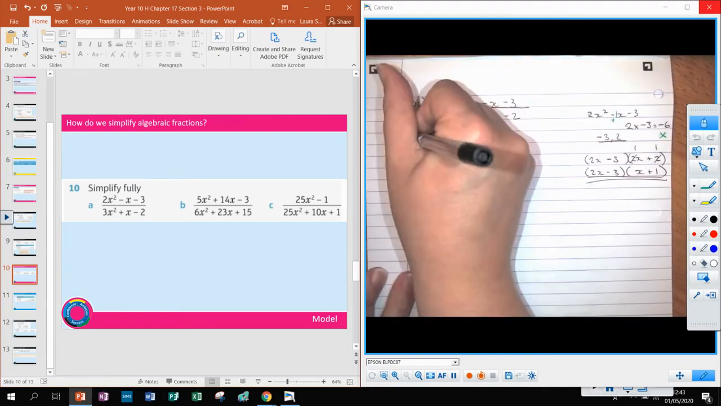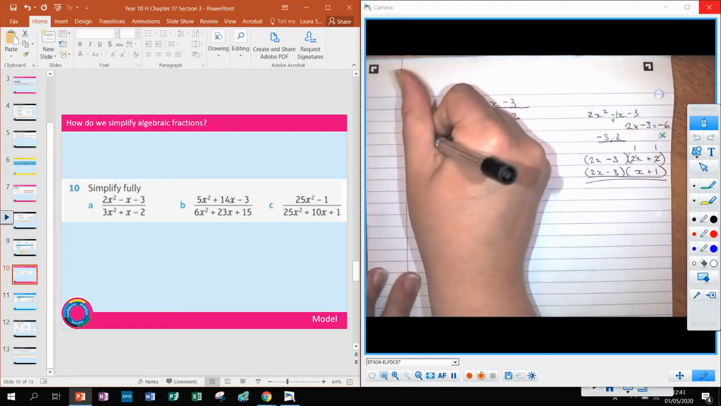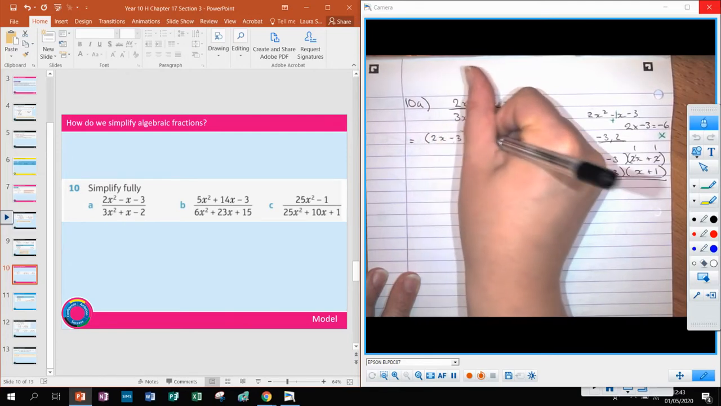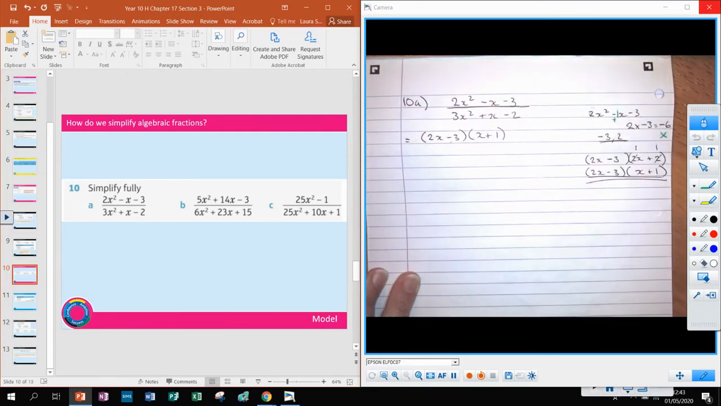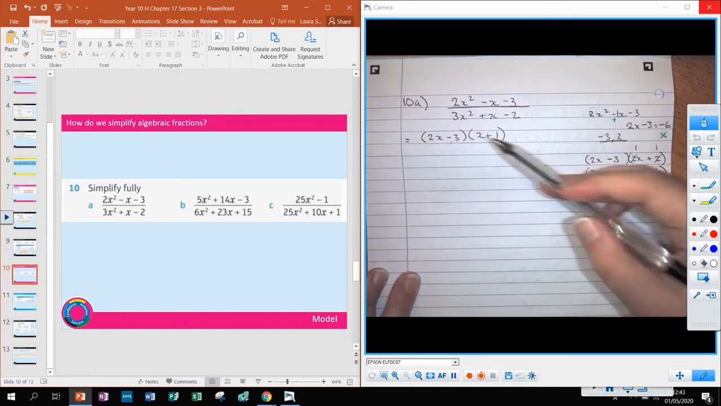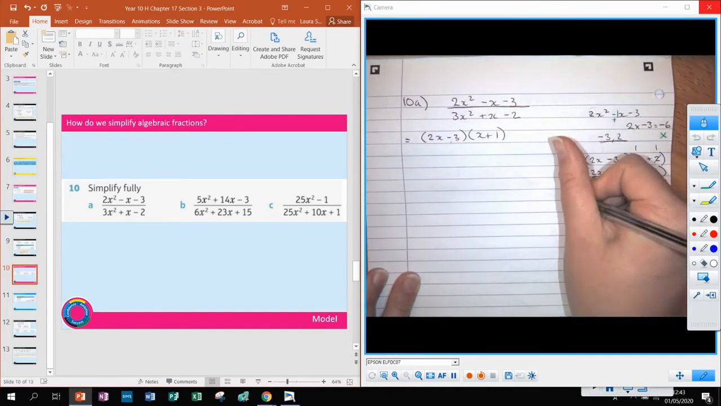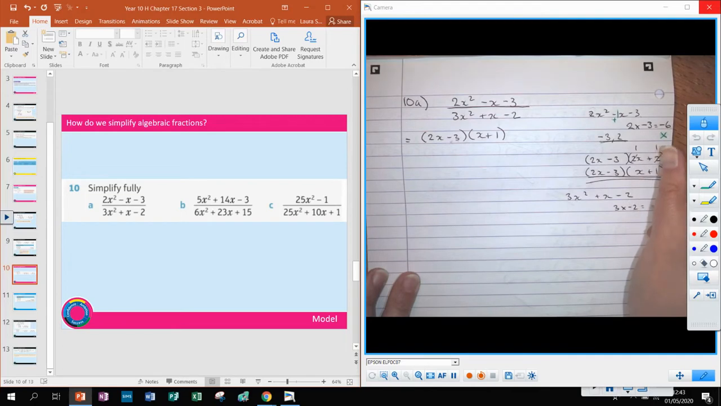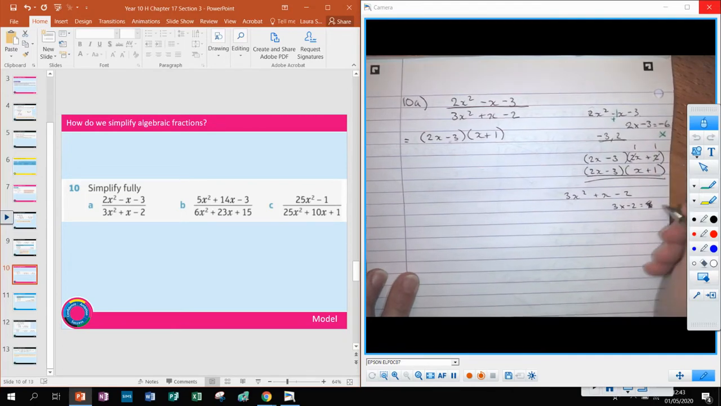Now I can go back to my question and I can say that the numerator is 2x minus 3 brackets x plus 1. Now again in the margin I have to do a little bit of work on this one. So we've got 3x squared plus x minus 2. We're going to do 3 times the negative 2, which is negative 6. Sorry, that's a bit messy.